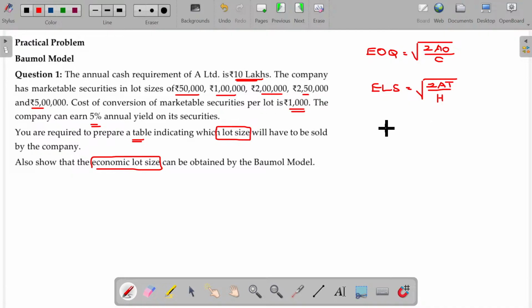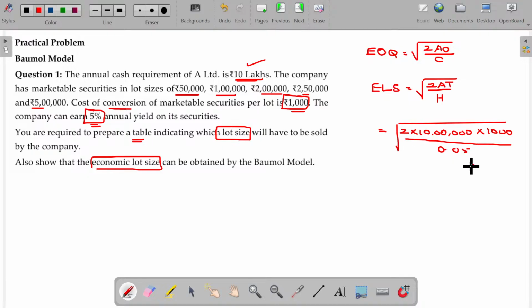Now, economic lot size. In this case, 2 into annual requirement 10 lakhs into transaction cost for converting every lot. It's like ordering, like you are converting the FD into normal balance in the current account. It costs us 1000. And your carrying cost, the holding cost, which is 5% interest, divided by 0.05. Come on, get me the final value.